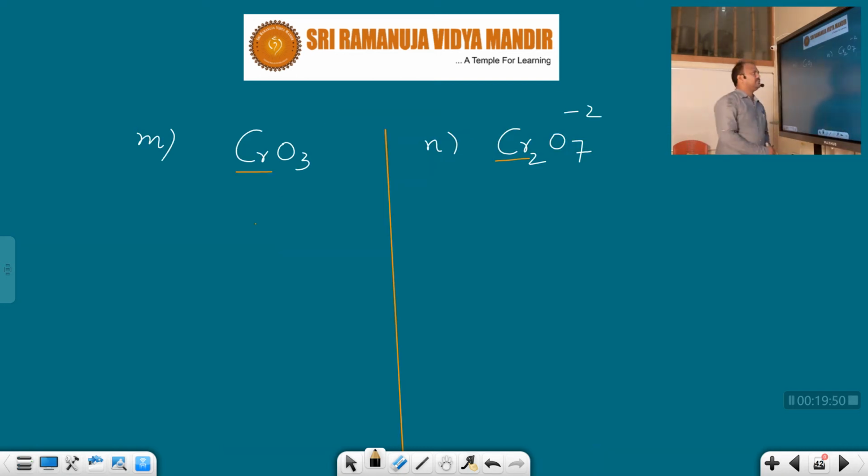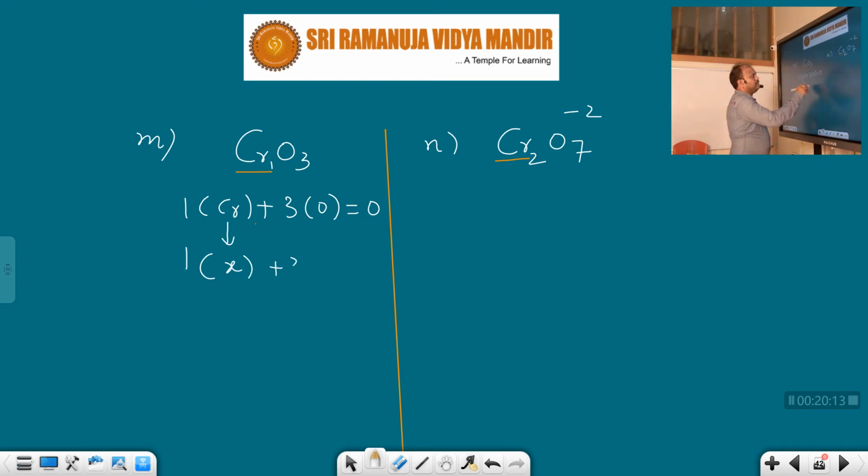Okay students. Next, chromium trioxide. Here we have to find the oxidation number of chromium. How to do it? I put an underline on chromium, that's why we have to find the oxidation number of chromium. Here how many chromiums are there? Yes, one chromium is present in it, and 3 oxygens, should be equal to its charge. Charge is 0. Chromium we don't know, we have to find that. Say X. 3 oxygens are there, each oxygen how much? -2 is equal to 0. X minus 6 is equal to 0.